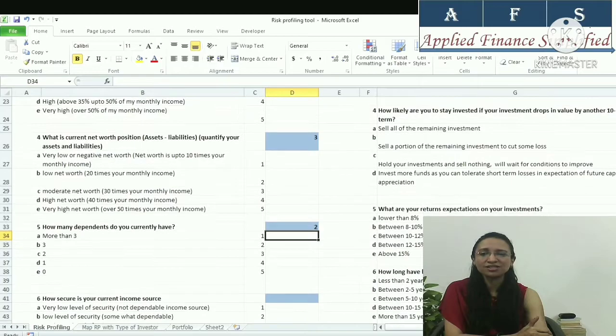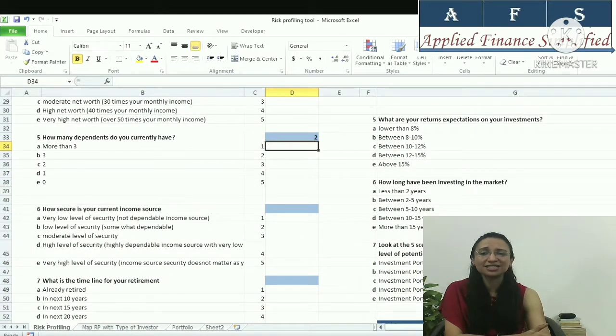The next question is, how secure is your current income source? So here, if you're a salaried employee, you have to think about how secure is your job. And if you are a business person, you have to see what are the chances of interruption in your business income to answer this question. In case of Mr. Raj, let's assume that he has moderate level of security. So we'll score him 3.